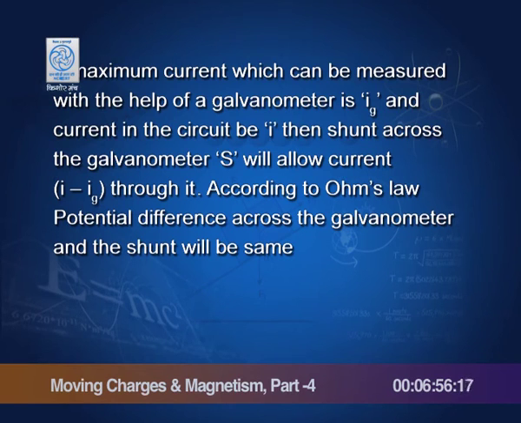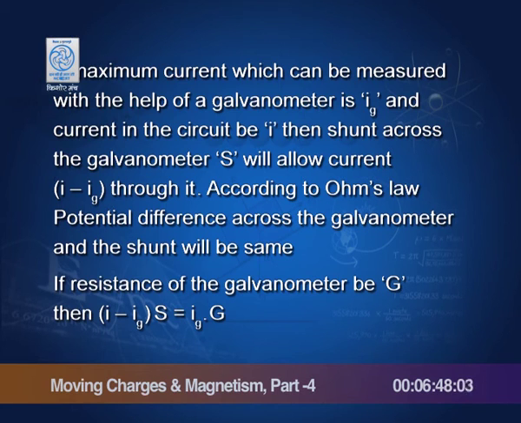According to Ohm's law, the potential difference across the terminals of the galvanometer and the shunt will be the same. If the resistance of the galvanometer is G, then (I minus Ig) into S will be equal to Ig into G. This is the relation which we obtained using Ohm's law. From here, the value of shunt S is equal to Ig into G divided by (I minus Ig).